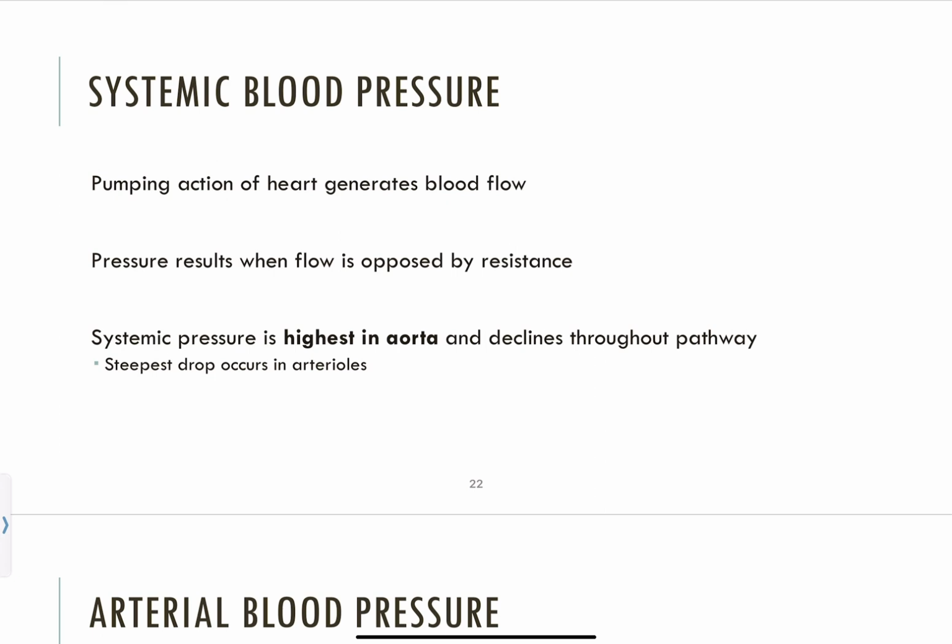But blood doesn't just rush through a circulatory system without any resistance at all. As it moves through smaller and smaller vessels, resistance is going to build up and pressure is going to drop. So the highest pressure is right at the aorta, just as the blood is leaving the heart, and then it's going to gradually decrease as it travels throughout the system. And the steepest drop is actually going to happen in our arterioles.